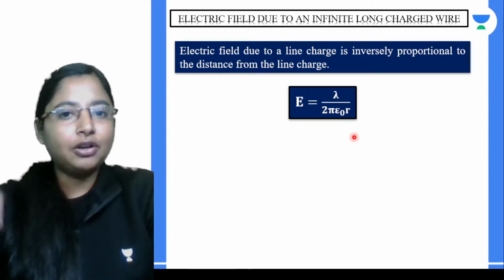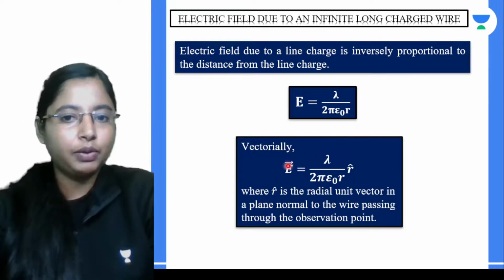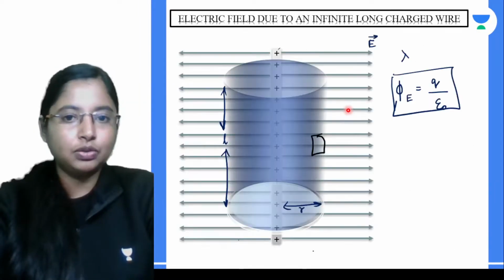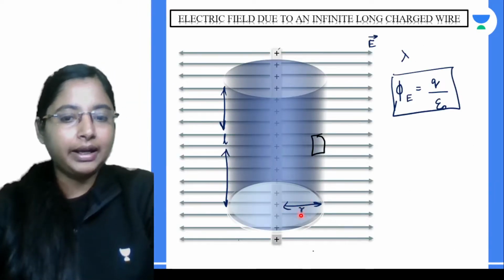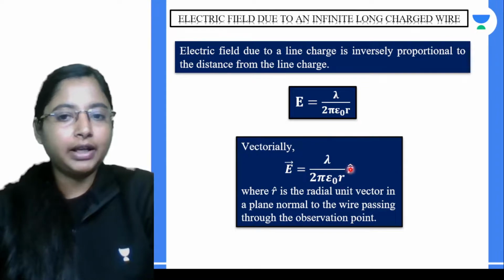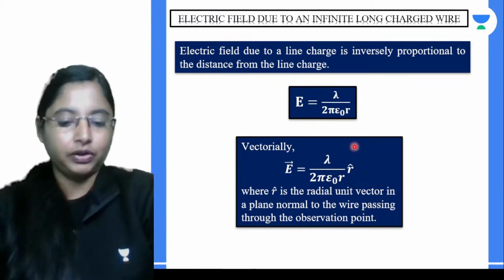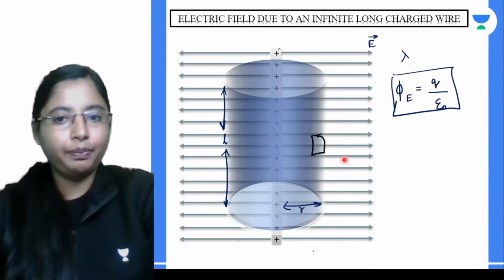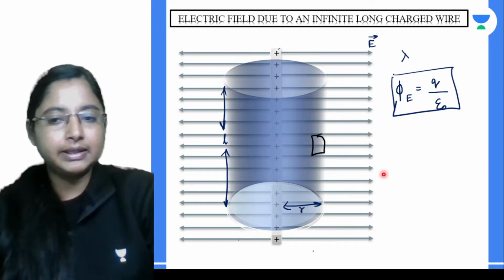Now the electric field is a vector quantity, so if you want to write this equation in vector form, this distance we are taking can be written as a position vector R. At what position you are evaluating the electric field, we can take as the R vector. That R vector can be written as R into R cap in terms of the unit vector. R cap is a radial unit vector in a plane normal to the wire passing through the point of observation. If you go perpendicular to this wire, this distance gives us R.